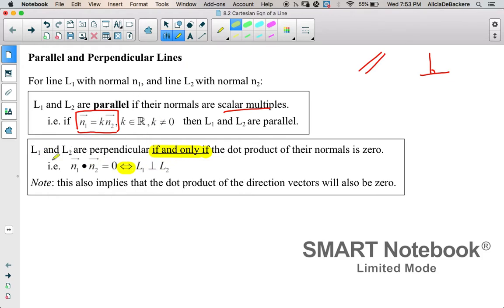What we have here is that L1 and L2 are perpendicular. That's what I've got here on the right. It's just flipped. If and only if the dot product of their normals is 0. That kind of makes sense to us, right? We're used to talking about if the dot product of their direction vectors would be normal, and that's also true. I can see that here in the note. The dot product of the direction vectors will also be 0, but more specifically, if the normals are perpendicular, then I know that the lines are perpendicular. Sorry, if the normal dot product is 0, then the lines are perpendicular.